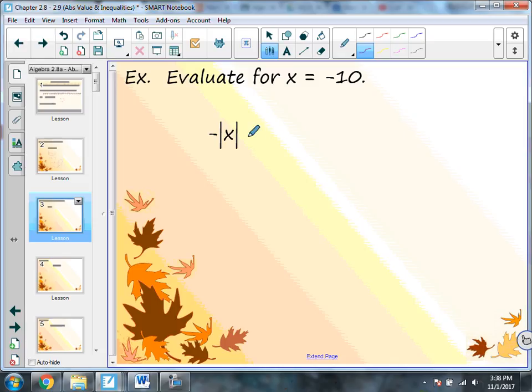So now if you're going to evaluate this, notice the negative is on the outside. So that's negative absolute value of -10. So first we do what's in the absolute value first because it serves like a parenthesis. So the absolute value of -10 is 10. And then we bring down this negative sign. So the answer is -10. So you would think, oh, the negatives cancel. They do not cancel because the absolute value of -10 is +10, and then that negative sign comes along for the ride.